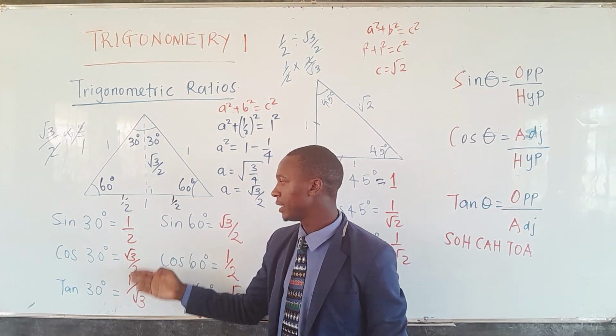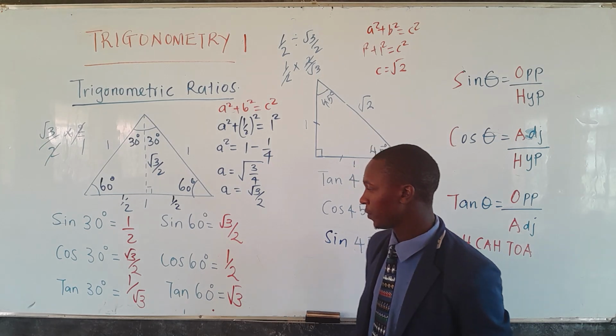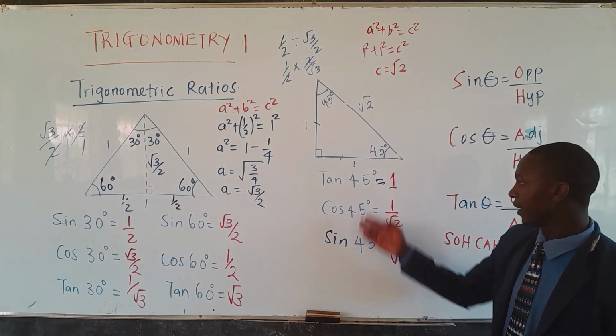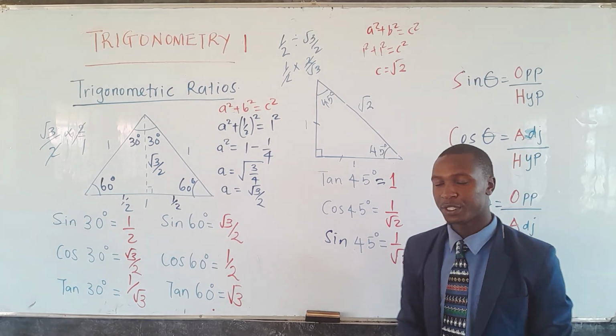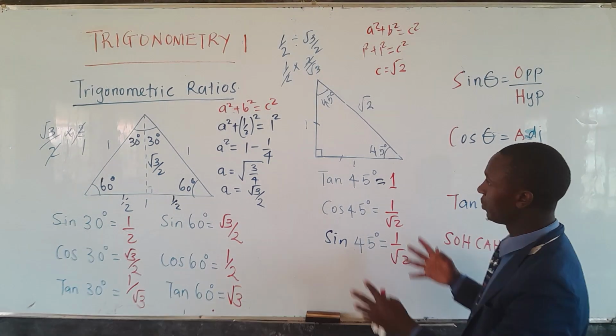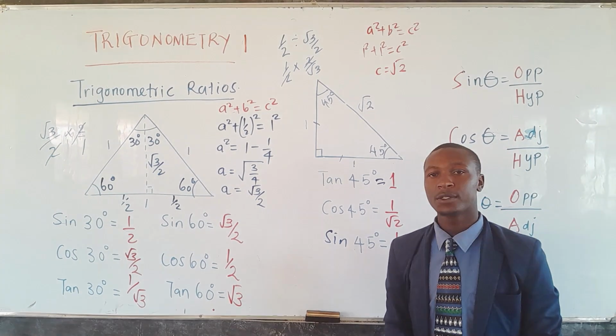Now the sine of 30, cos of 30, tan of 30, sine of 60, cos of 60, tan of 60, and the three ratios, tan 45, cos 45, and sine 45, given as we have just calculated in our calculations here. So that's how it's done.